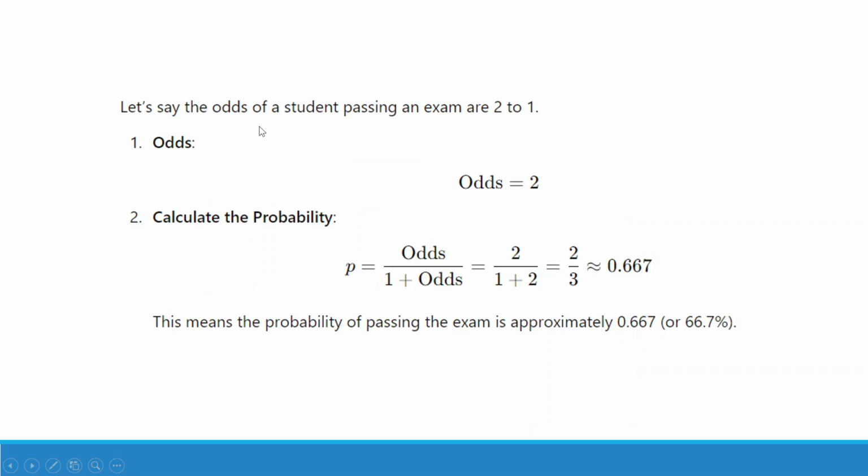Now let's say the odds of a student passing an exam are 2 to 1. So odds is 2. Calculate the probability. So P is equal to odds upon 1 plus odds, 2 divided by 1 plus 2, 2 by 3, 0.667. This means that the probability of passing the exam is approximately 0.667, which is 66.7%.